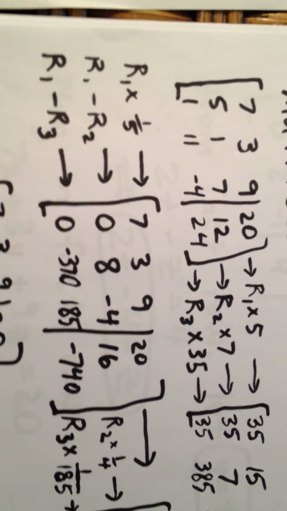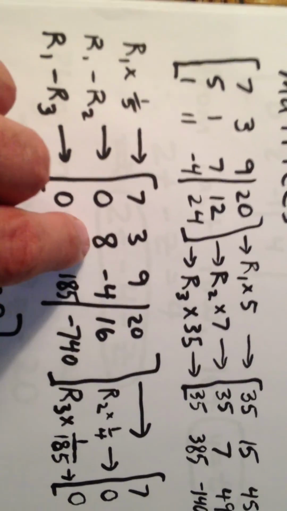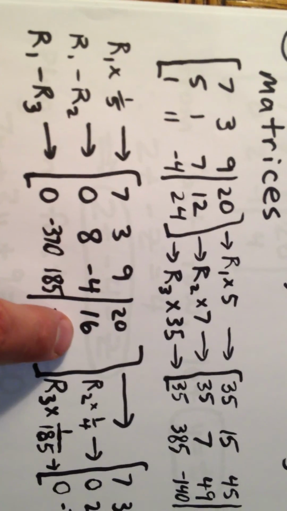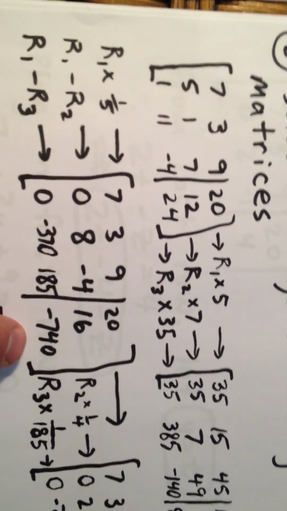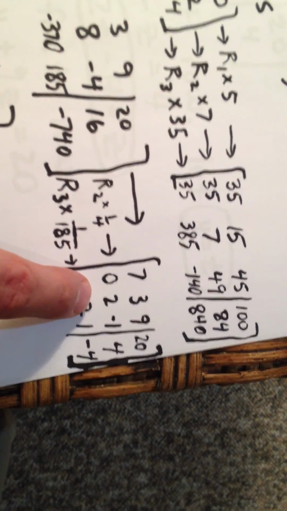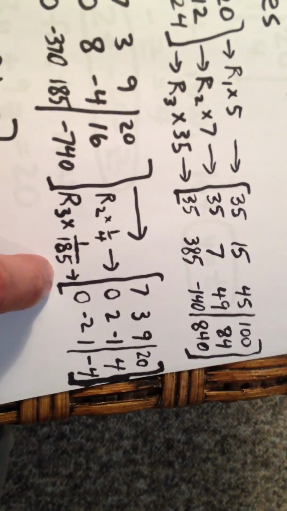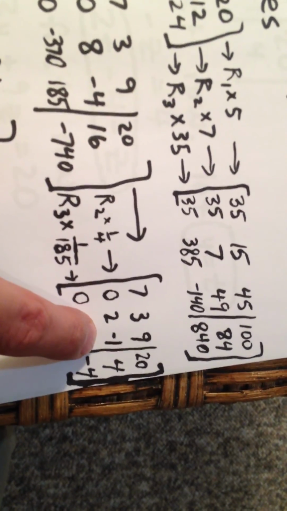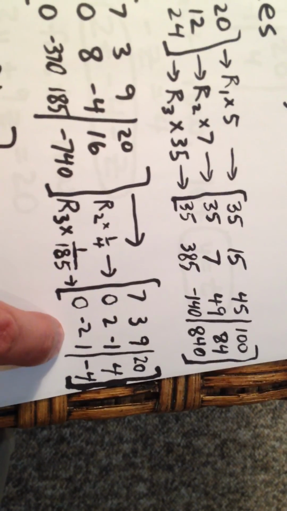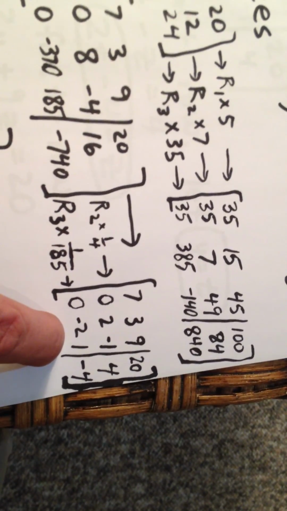Now, hopefully we have good number sense and we can realize that these numbers here are all multiples of 4 and these numbers are all multiples of 185. So multiplying row 2 by 1/4 and row 3 by 1/185 leads us to have these as our new row 2 and row 3.